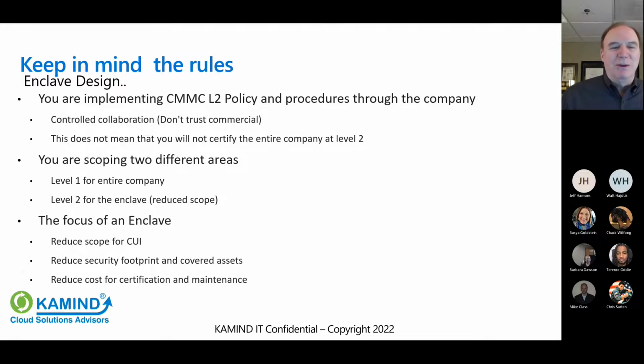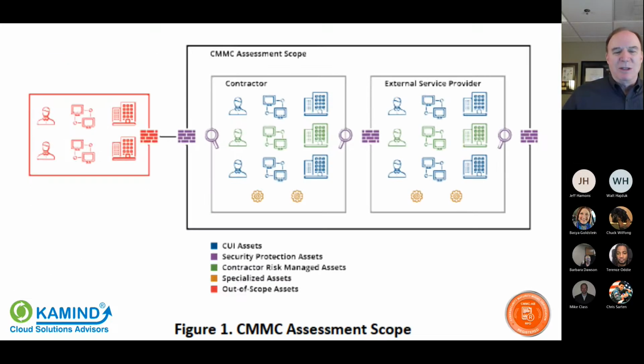When you look at what enclave design means, you are scoping 2 different areas. You're scoping the area for the entire company for level 1. Keep in mind, level 2, you've got to have the same process controls. And then you have a separate area that you scope for level 2, which is your enclave. The whole goal is to reduce this footprint and the covered assets you're going to manage and make it a much simpler environment. From an assessment view, you want to make sure that your level 1 organization is outside the scope and you're really only going to have the assessment on the level 2.